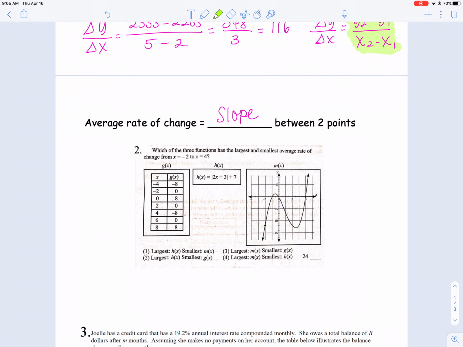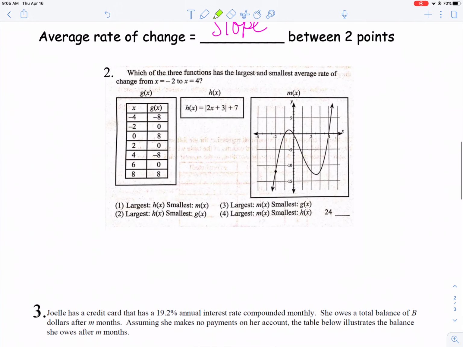So look at this example in number 2. They give you 3 different functions, g of x, h of x, m of x. They want you to find which one has the largest and which one has the smallest average rate of change, and they give you a specific interval. You always need to check the interval from when x is -2 to when x is 4.